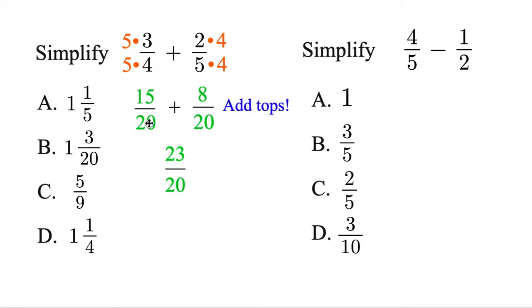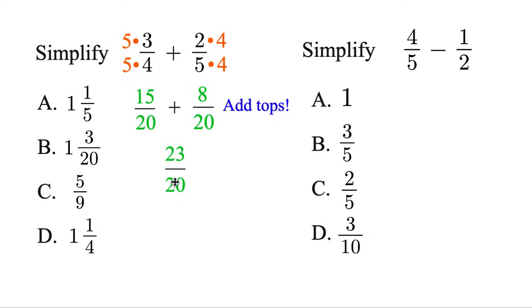The reason we did that is the bottom number tells you how a candy bar is cut up, for instance, into 20 pieces, but you have 15. And for a second candy bar, it's also cut up into 20, but you have 8. You only have the stuff up top. That's what you combine and add together.